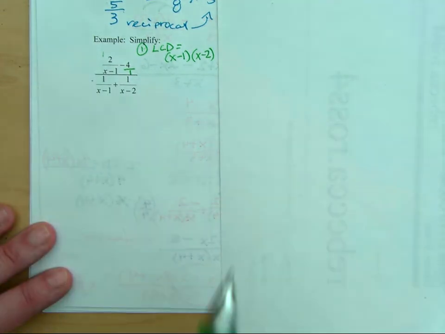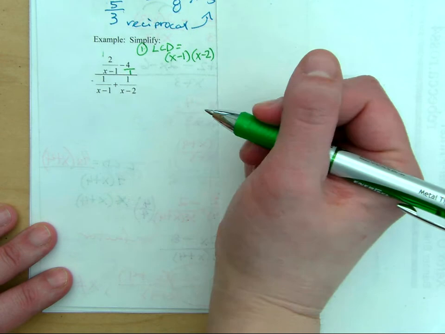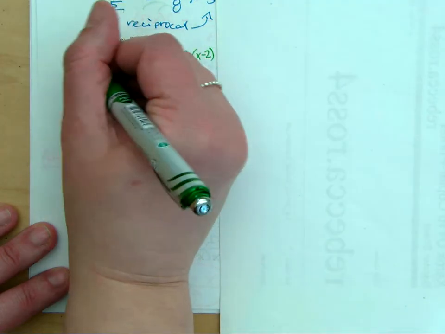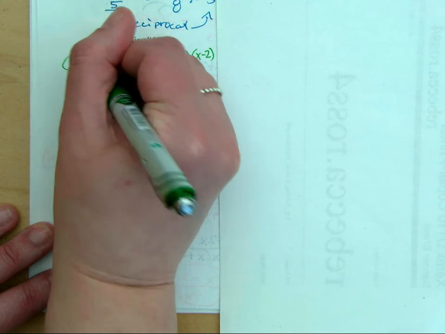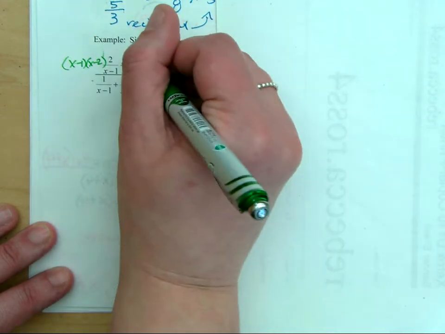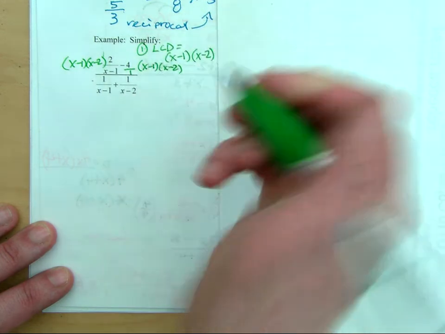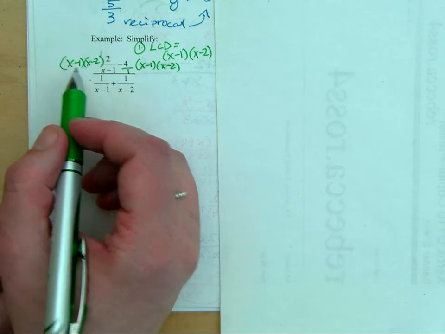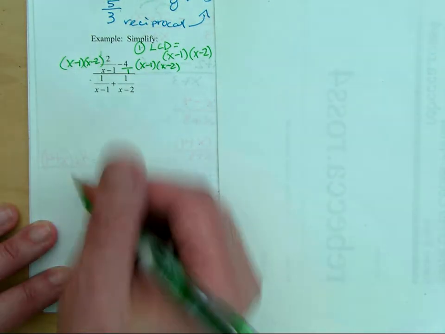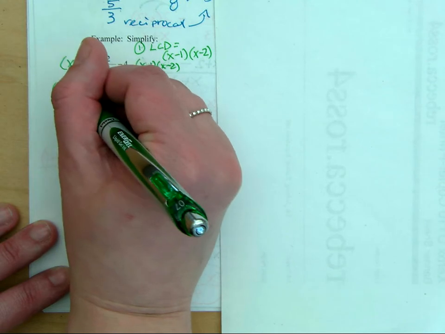Once I have figured out the LCD, then I can multiply the numerator and denominator by that LCD. And I saw some of you do it this way. x minus 1 times x minus 2, and then over here, x minus 1 times x minus 2. I'm multiplying that in the numerator. That's basically the idea of distributing it. Right? I have to multiply it to both terms. So I'm going to do the same thing here. x minus 1 times x minus 2.